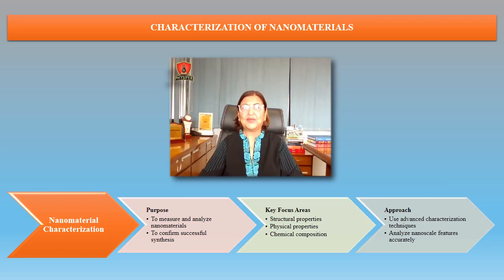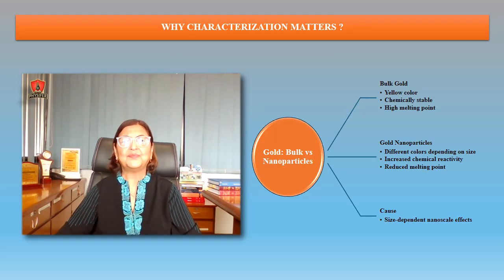And today we are going to walk through the key properties we need to measure and the most important techniques used to measure them. Let me start with a simple but important point. At the nanoscale, properties change dramatically with size, shape, and surface chemistry.